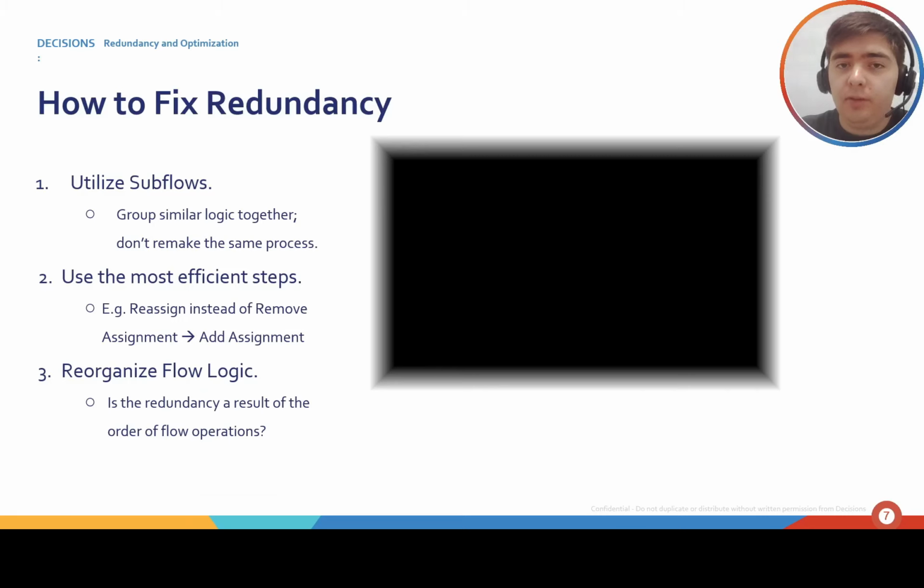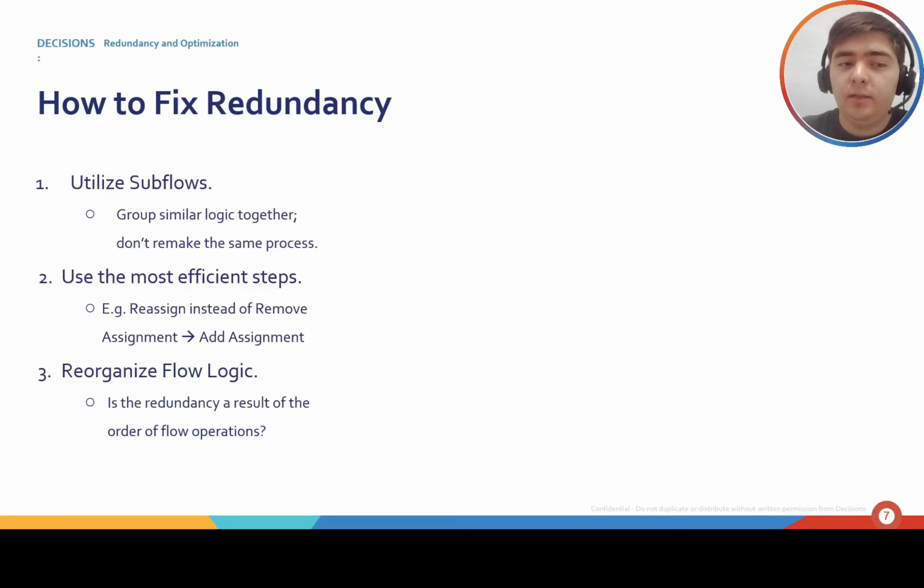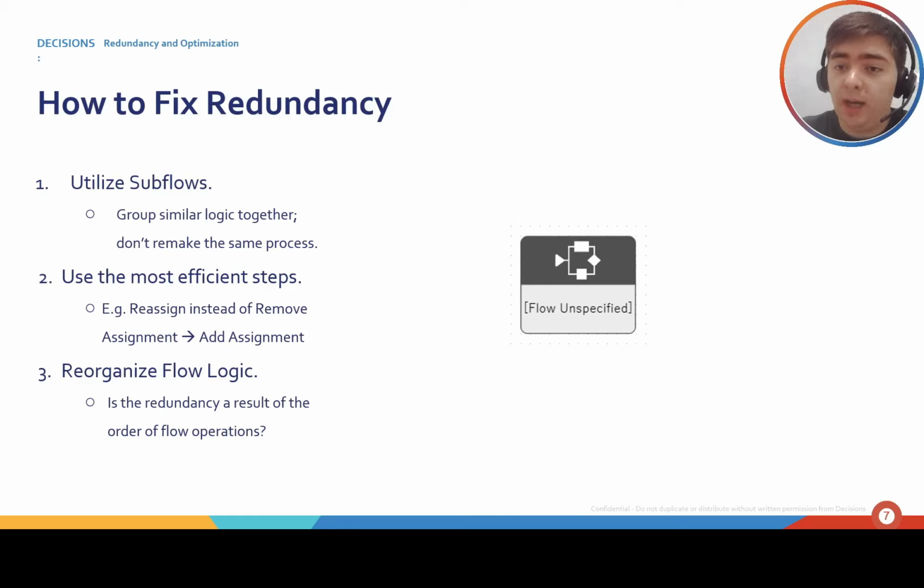The first option to try and address redundancy is utilizing subflows. If you are using the same process multiple times within your decisions flow, you may want to consider using a subflow so that this logic can be consolidated and act as a singular step within your flow instead of rebuilding the logic every time you need it.